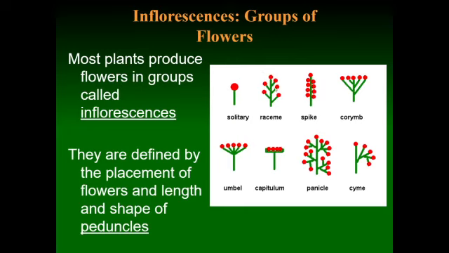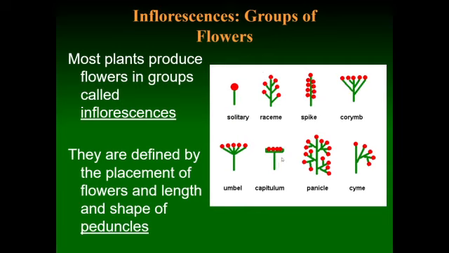Basically, it's just on little stalks. A spike is kind of like a raceme, except it has no stalks at all. A corymb is basically like a raceme that's pretty much flat-topped. An umbel is kind of like a corymb, except that all of the stalks are the same length. You can kind of think of this as an umbrella that's been blown out the wrong way.